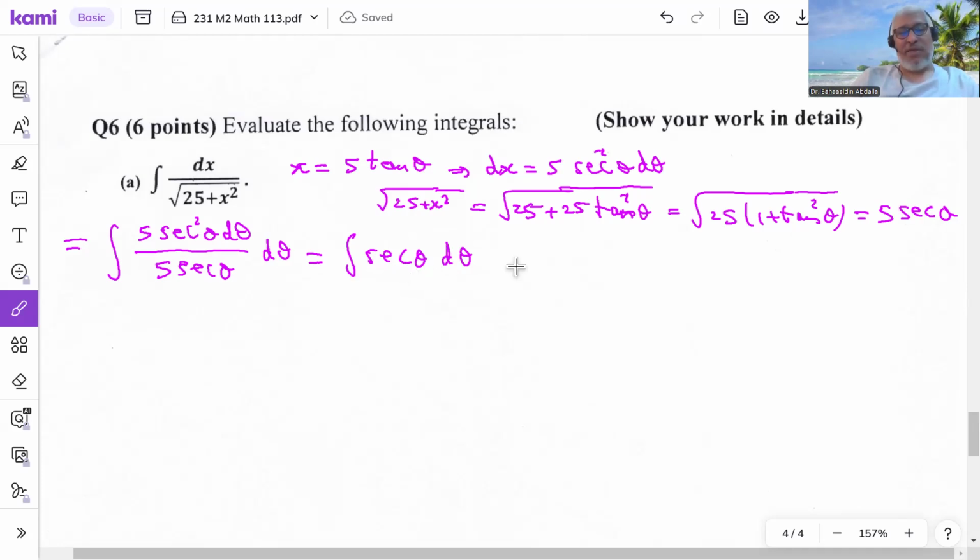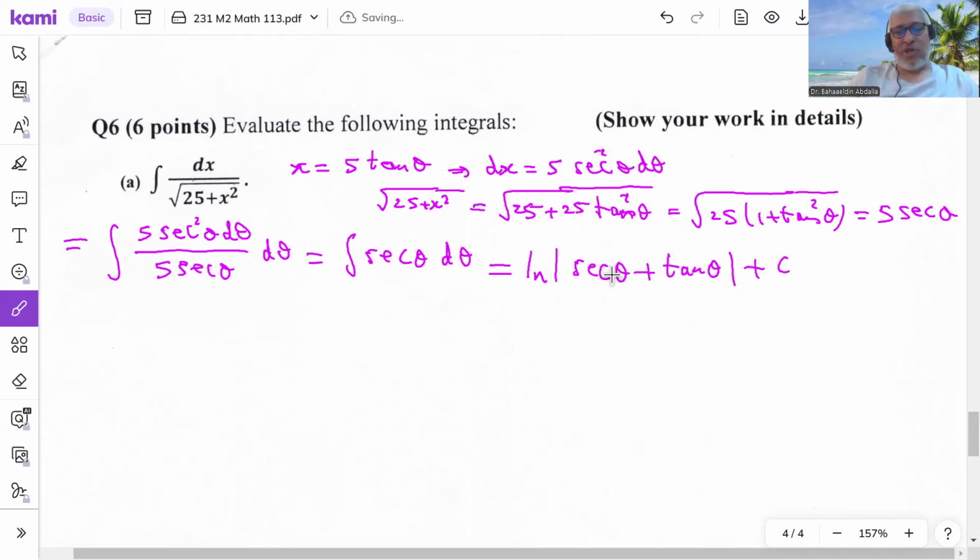Now, what is the integral of secant theta? Well, we should memorize the integral of secant theta because it is somewhat long to find it, okay? So I'll just use the formula. The integral of secant theta is ln of secant theta plus tan theta, plus c.